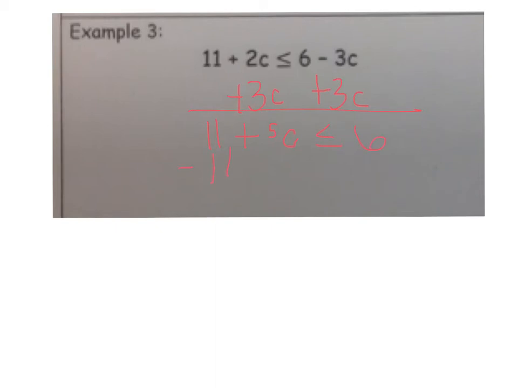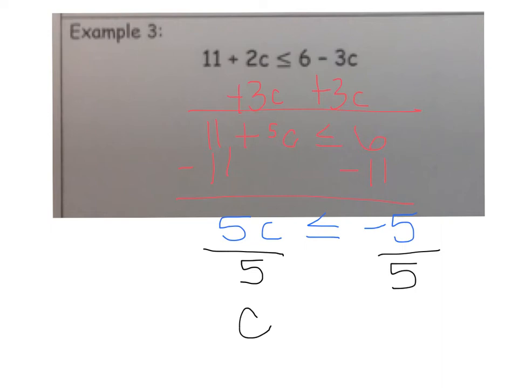I want to subtract 11 so I can get the 5c on a side by itself. I then have 5c is less than or equal to negative 5. I want to get c alone, so I'm going to divide both sides by 5. And c is less than or equal to negative 1.